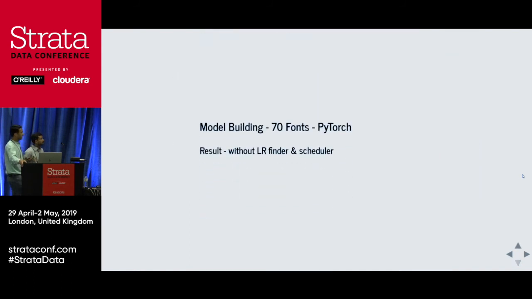Now this is where it got really interesting for us. We said, okay, if we don't use a learning rate finder, we don't use a scheduler, what happens then? We trained our ResNet 50, ran it for 40 epochs for about 15,000 images belonging to 70 classes, and overall this was our F1 score.